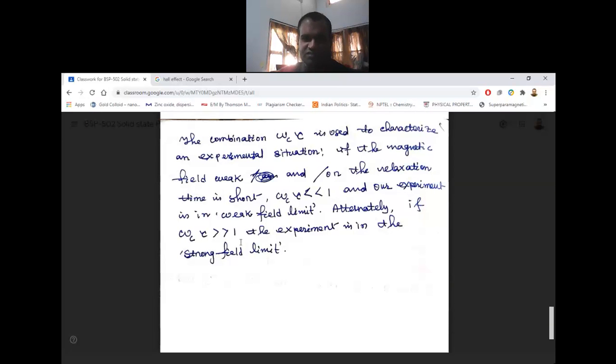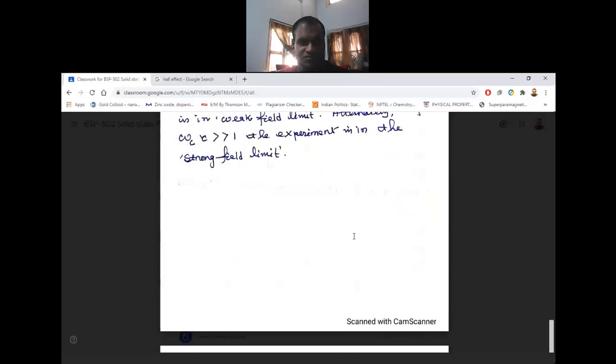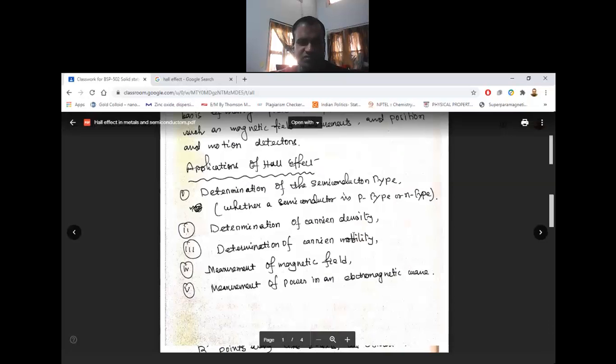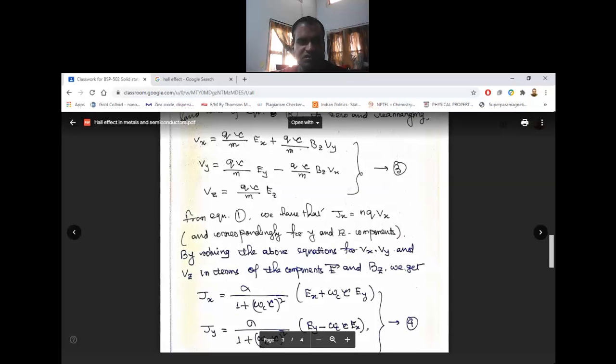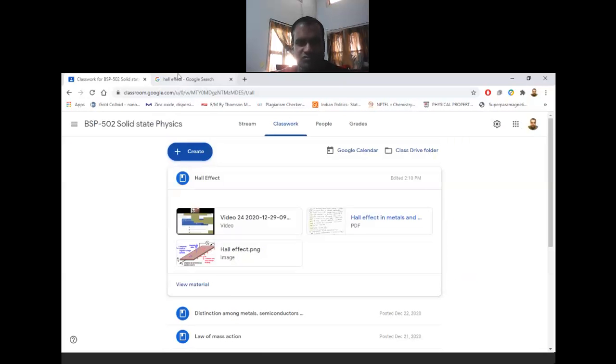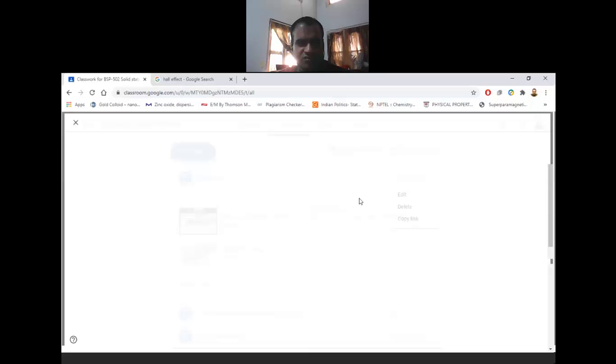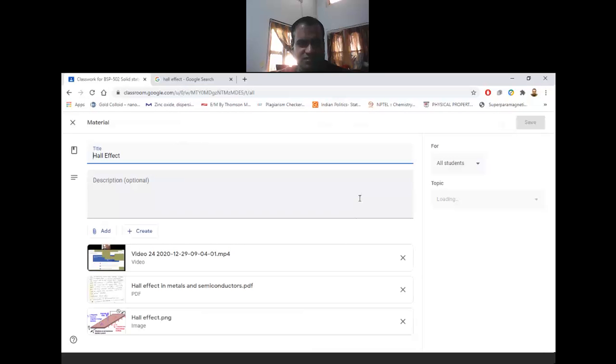The parameter tau is the relaxation time. If omega c tau is much less than 1, it is the weak magnetic field, and if omega c tau is much greater than 1, then that is the strong magnetic field or strong field limit. So that's all about the Hall effect in metals and semiconductors.